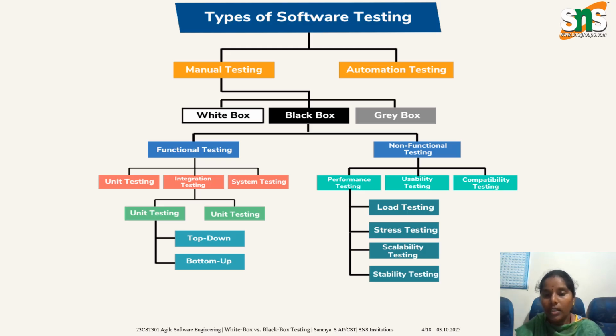Non-functional testing consists of three parts. The first one is performance testing, the second one is usability testing, and the third one is compatibility testing. Performance testing includes load testing, stress testing, scalability testing, and stability testing. Then the types of functional testing are unit testing, integration testing, and system testing.